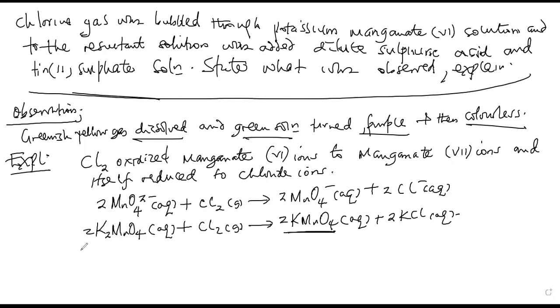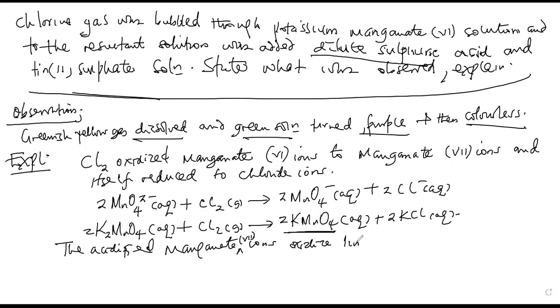So the acidified manganate ions, because sulfuric acid was added, the acidified manganate 7 ions oxidize tin 2 ions, because tin 2 sulfate was added, to tin 4 ions, and itself is reduced to manganese 2 ions.